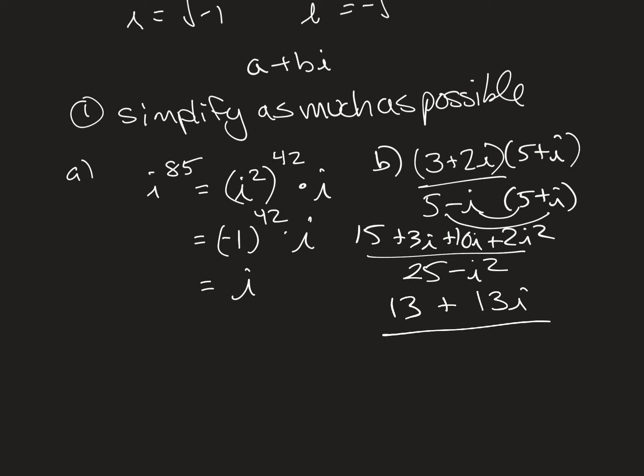But remember, i squared is -1, so 25 minus -1 is 26. Which works out nicely here because these all have a common factor, the common factor being 13. So I can take 13 out of everything, so 1 plus i over 2, or you could write 1/2 plus 1/2 i. Okay, so those are just kind of remembering the i stuff.